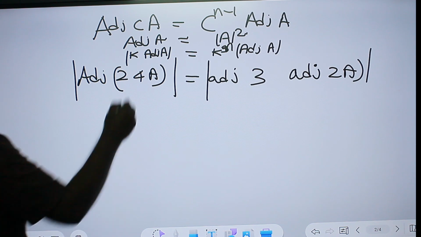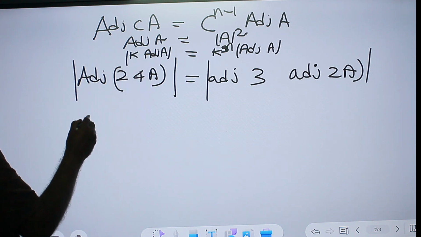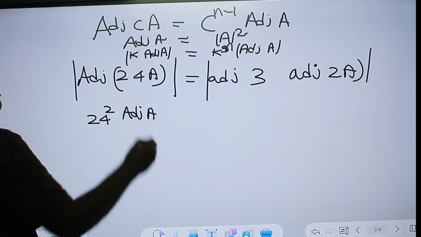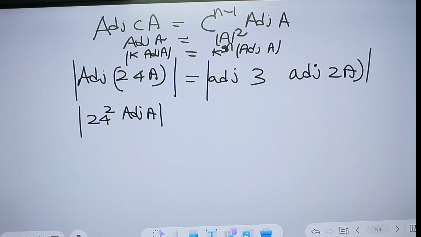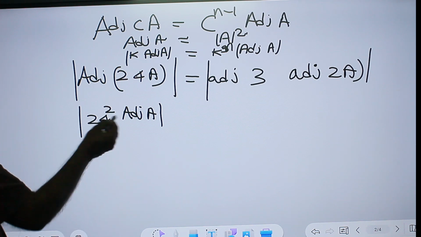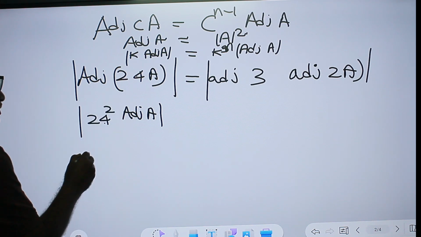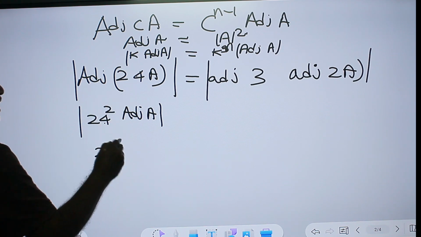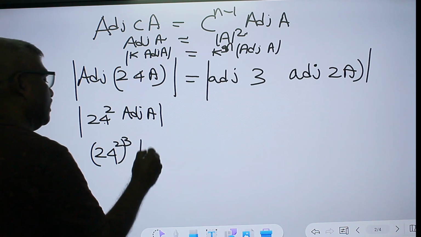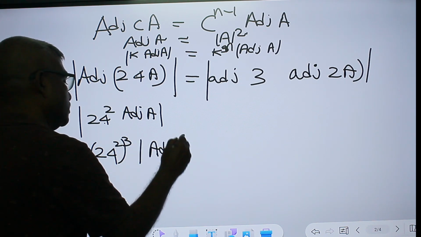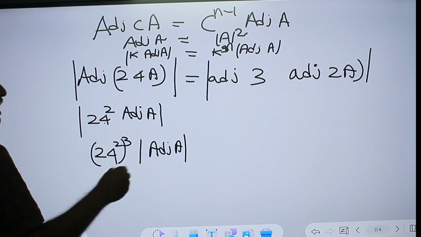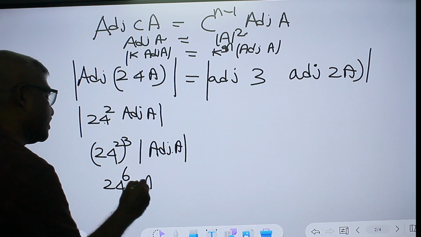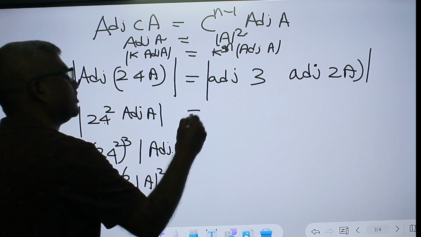Okay. This 24, if you take it out from the adjoint, it is 24 squared adjoint A. Then 24 squared taken out from the determinant becomes 24 squared cubed. So 24 squared cubed adjoint A. Then adjoint of adjoint A will be A square. So it is 24 power 6 A square.